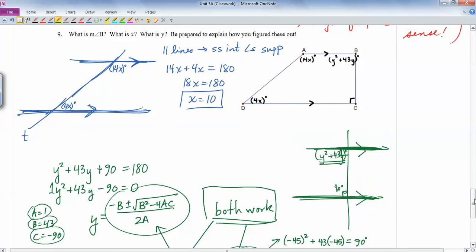The last question was, what's angle B? So we got x, we got y. What's angle B? Well, we already figured out, that's got to be 90 degrees.